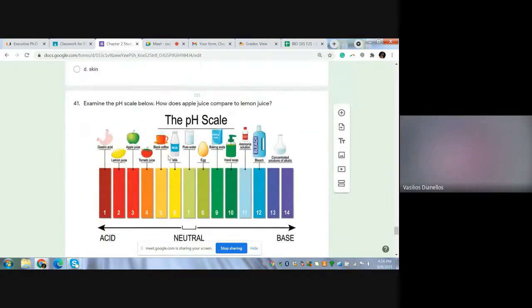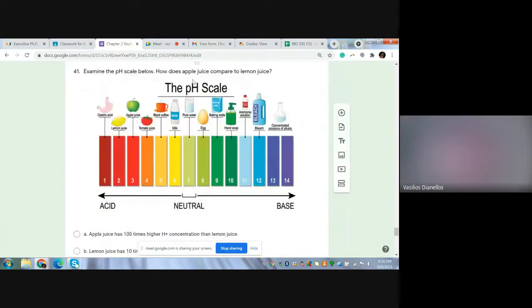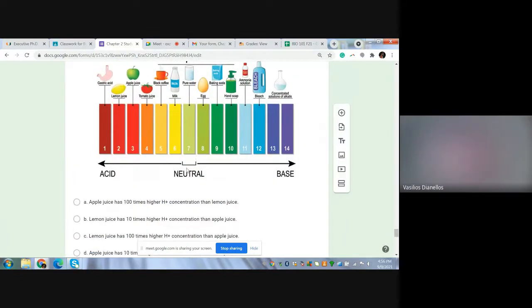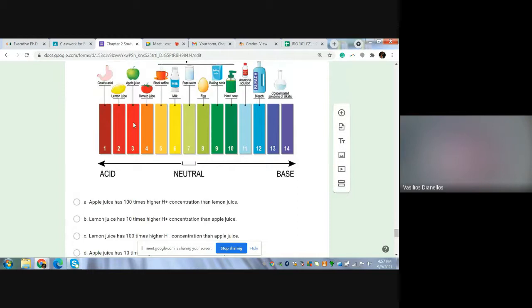People miss this question on the study guide. Again, we're talking about pH scale. How does apple juice compare to lemon juice? This goes back to what I was saying earlier. First of all, we're going from apple to lemon, so that's one step. So we know that's a times 10 change. So we know right off the bat that it's either going to be B or D. And then we know also that it's going down.